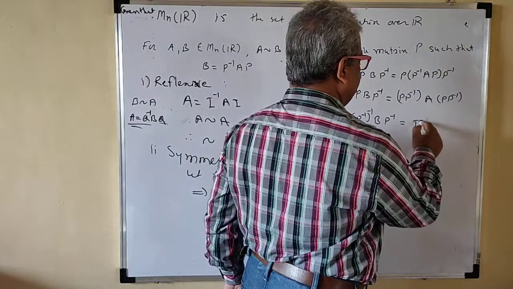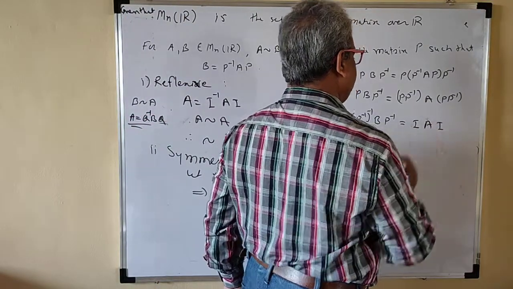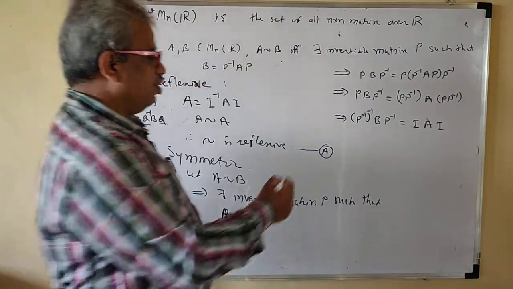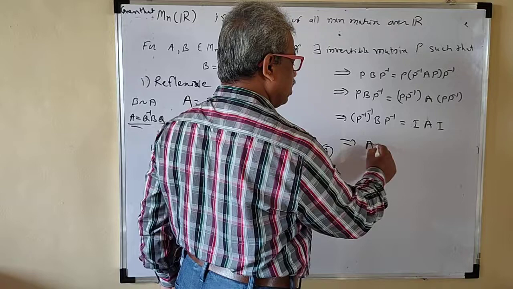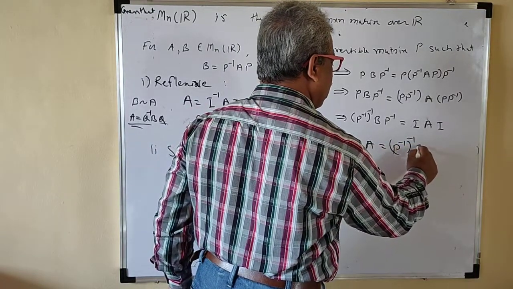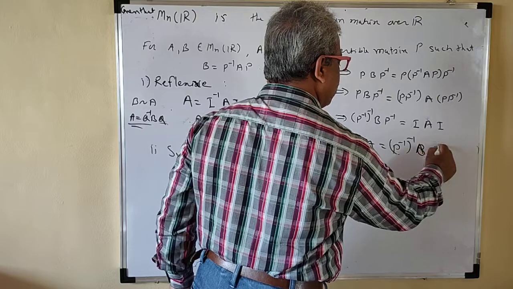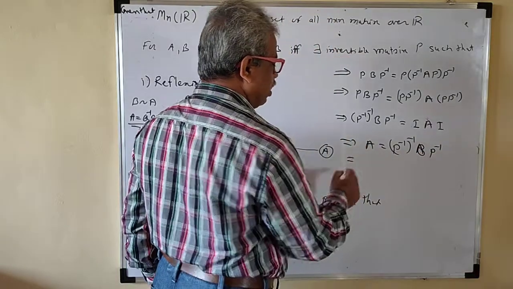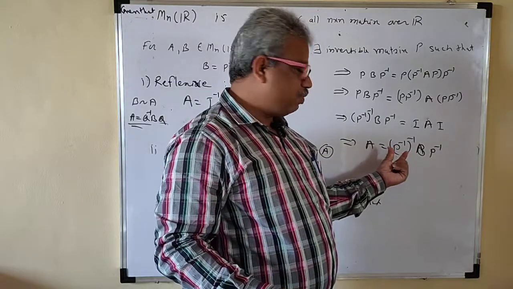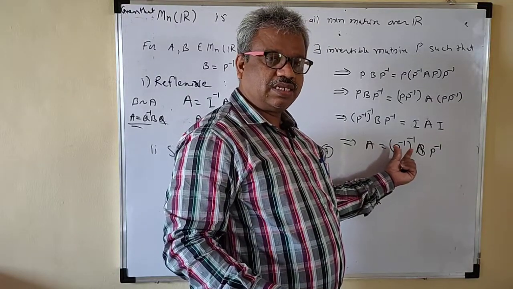So this is the identity matrix, and this is also the identity matrix, right? The identity matrix times the matrix is itself. So I can write A is equal to P inverse B P inverse. That means your invertible matrix is P inverse now.